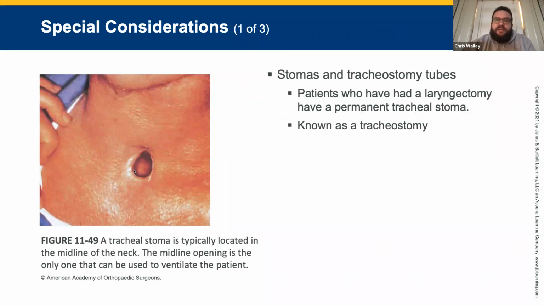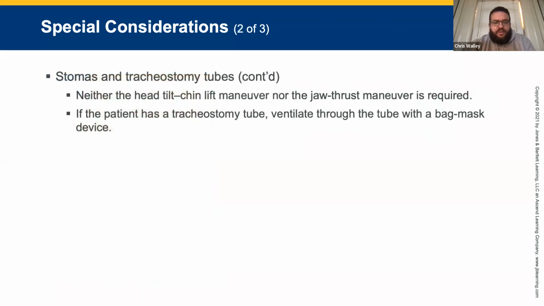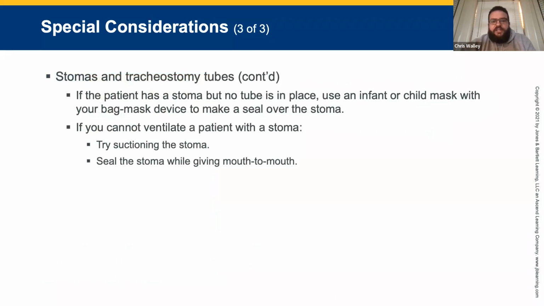most of the time there's a little inner ring on the inside of here that makes it fit to a certain size. And that's the reason they tell you that the 15 to 22 millimeter is the adapter that fits into that, because that's the size that they make it to be. If the patient has a stoma but no tube in place, use an infant or a child mask with a bag valve mask to make the seal.